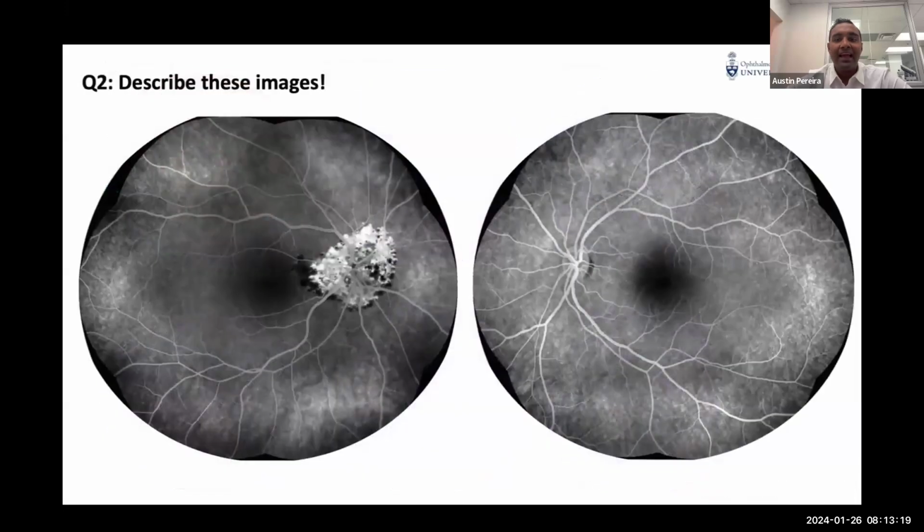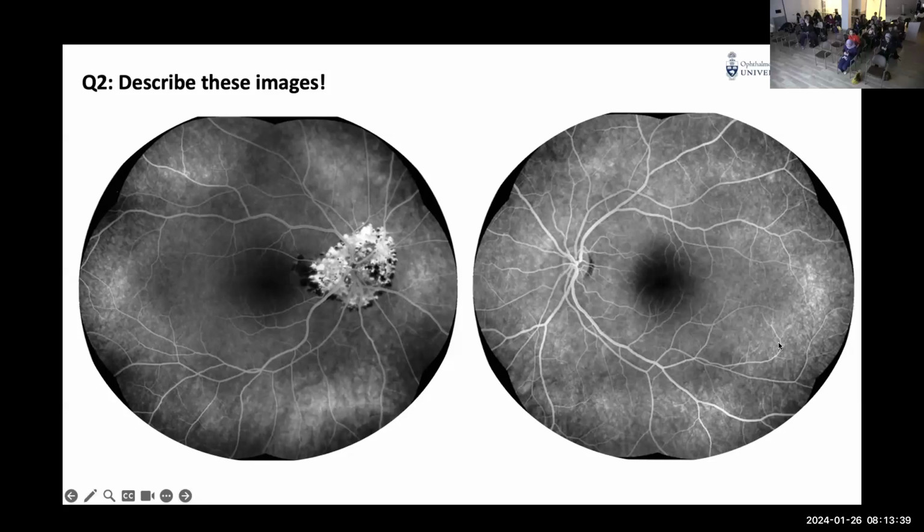And now I've put the late IVFA images together here, and maybe a more senior resident can take a stab at describing these photos. Anyone in the resident audience?